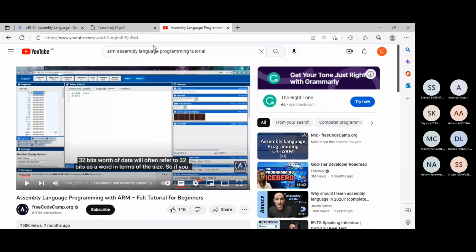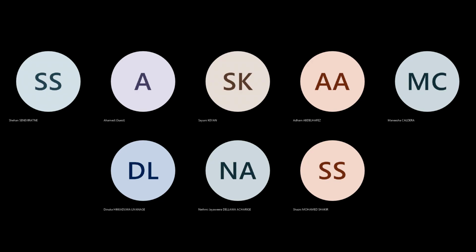Just search for it and you can see it's from Free Code Camp. I would highly recommend you go through it for a good understanding. If you are really interested, you can get a detailed understanding of how it happens, especially for the security guys. I would strongly encourage you to go through it.